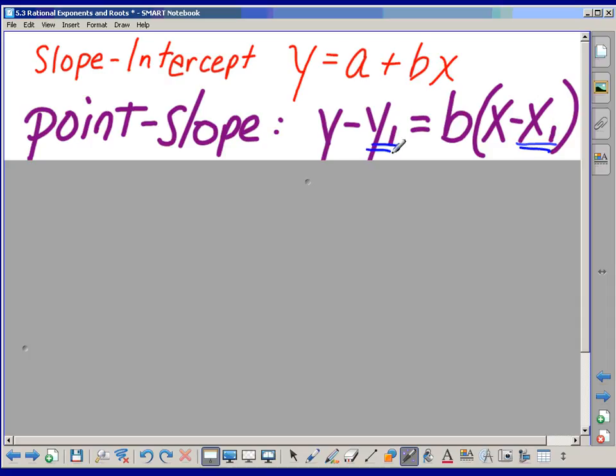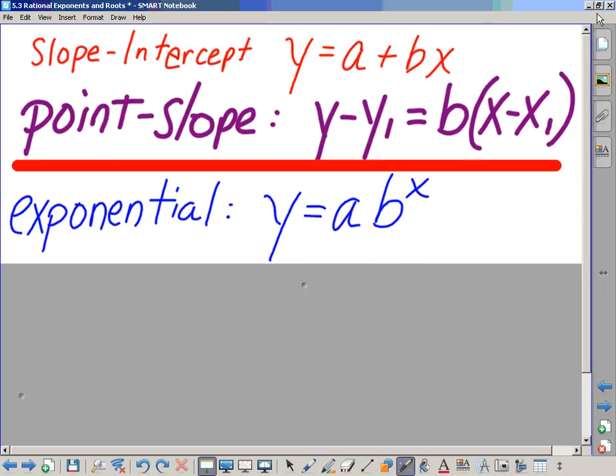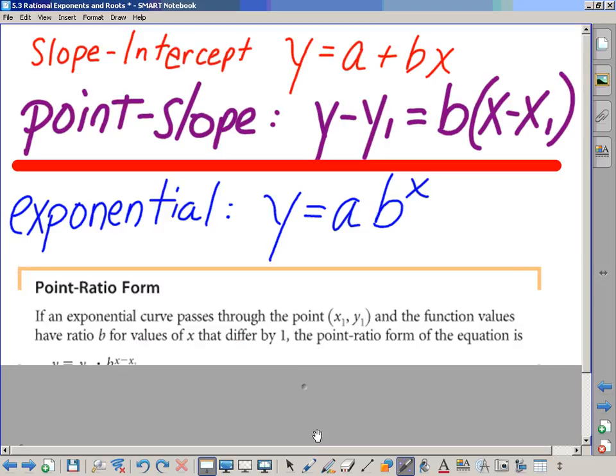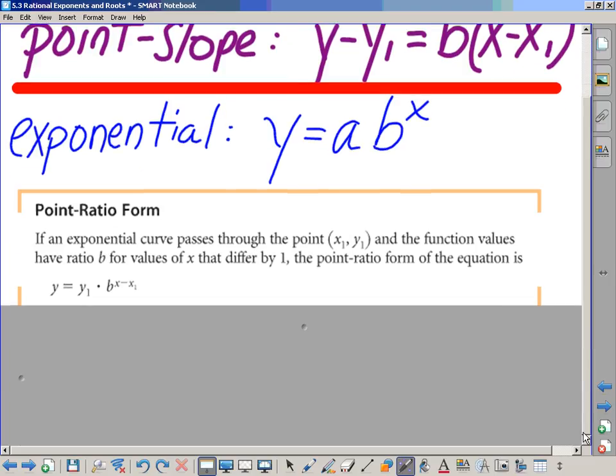Well, we sort of come to that point today with exponentials, where earlier this week and last week we talked about exponential equations where we knew that a was the y-intercept of the curve rather than the line. And our general form of an exponential is y equals ab to the x power. Today we're going to take a look at finding the equation of a curve when you don't necessarily know its y-intercept, but you know any point on the curve, and this is what's called point ratio form of a curve.